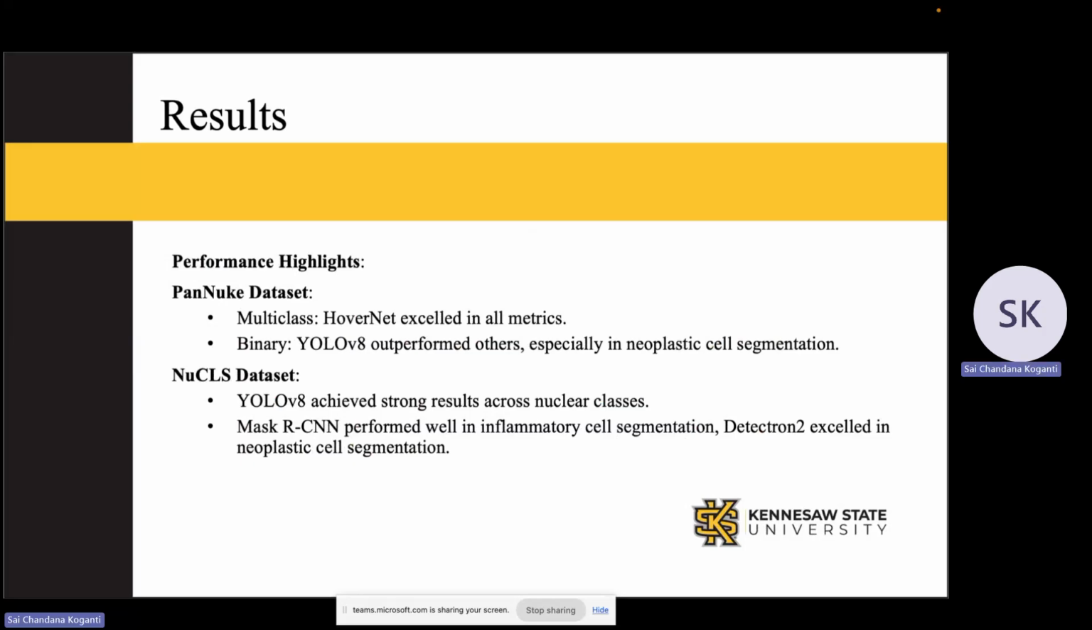When I discuss the Nucleus dataset, YOLO V8 achieved high precision, and Mask R-CNN was effective for the inflammatory cell type, while Detectron 2 excelled with neoplastic cell types. So these results show that each model has its strengths depending upon the task, which makes it important to choose the right model based on the specific needs and pathology.